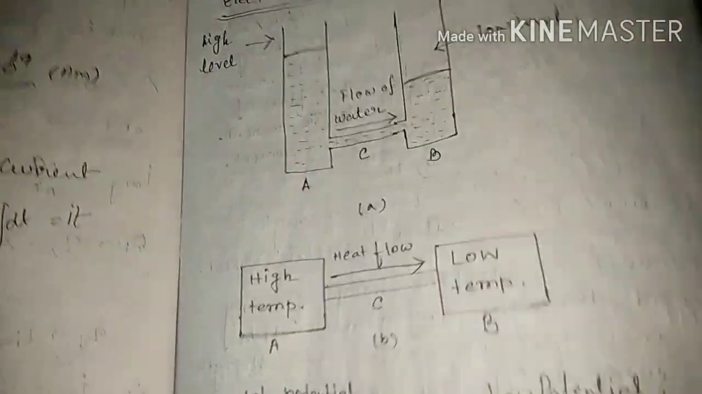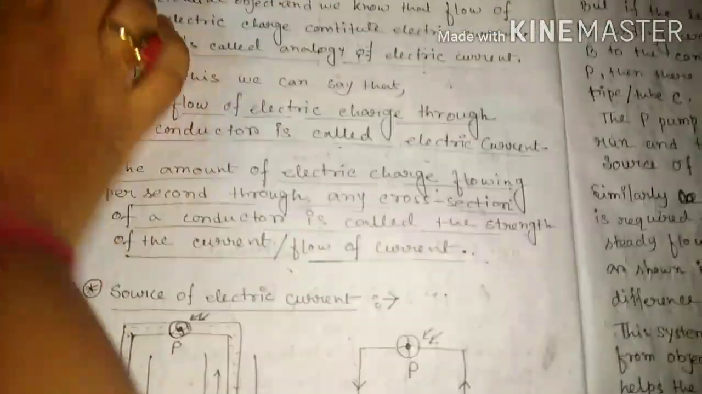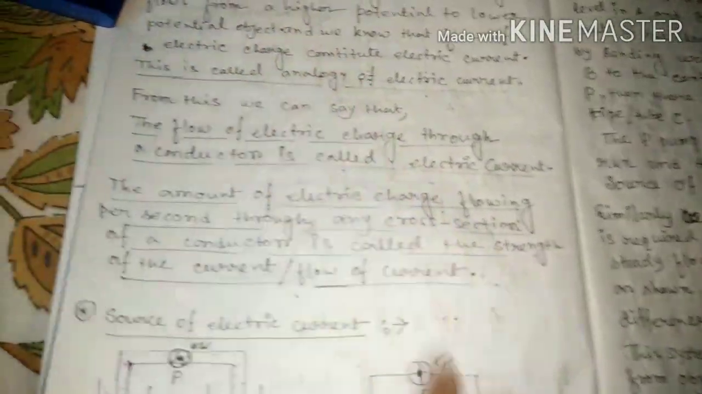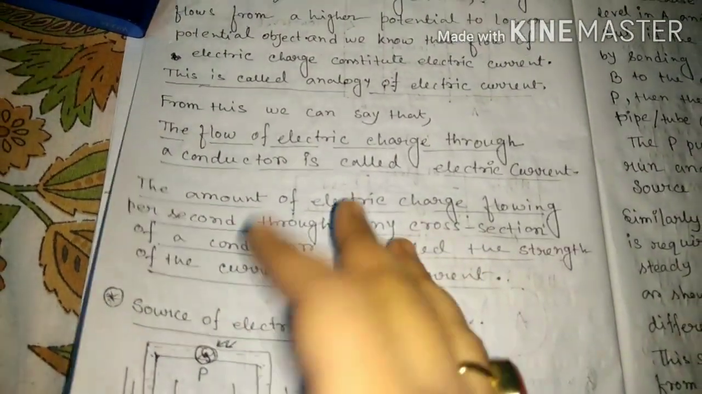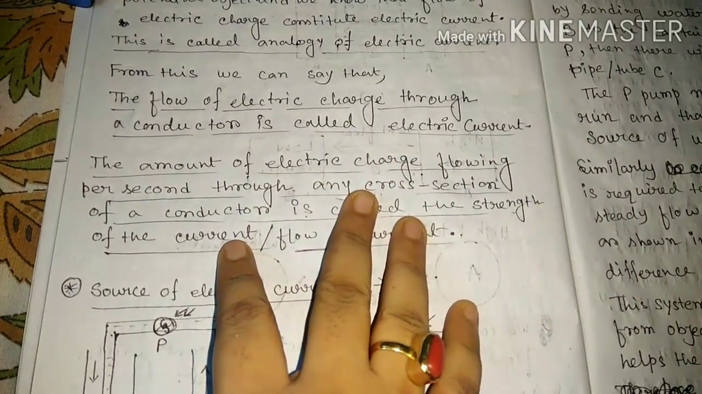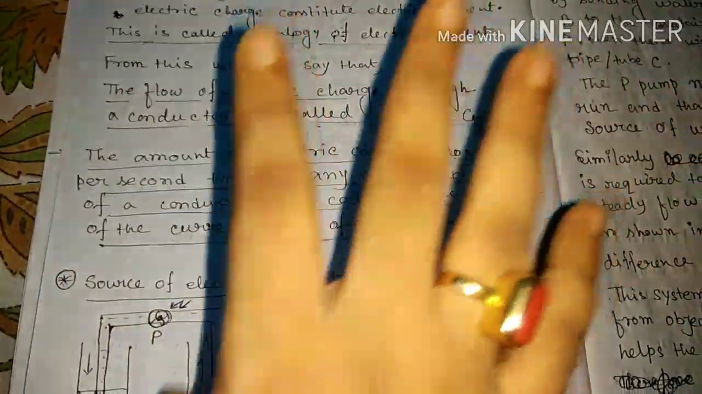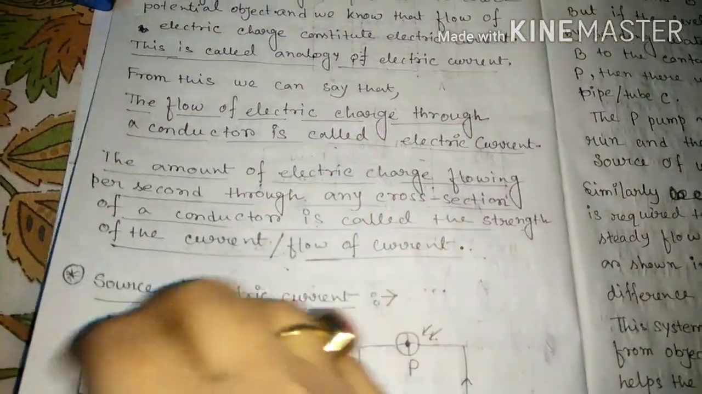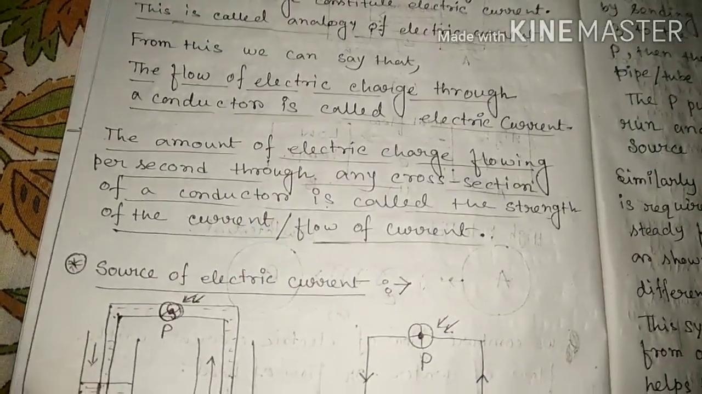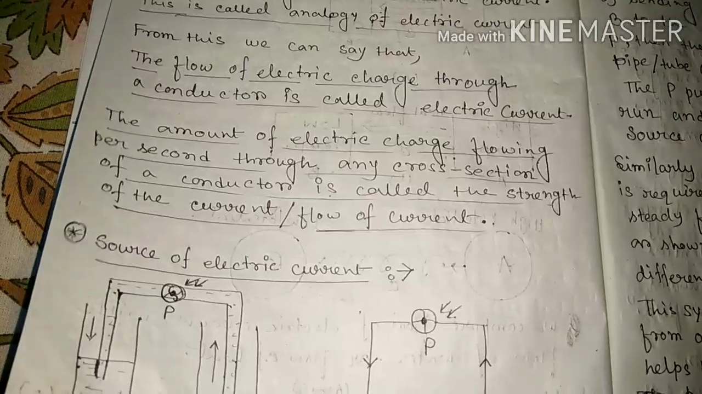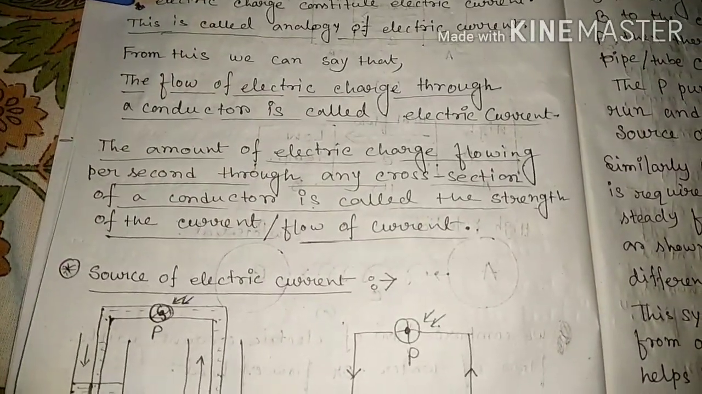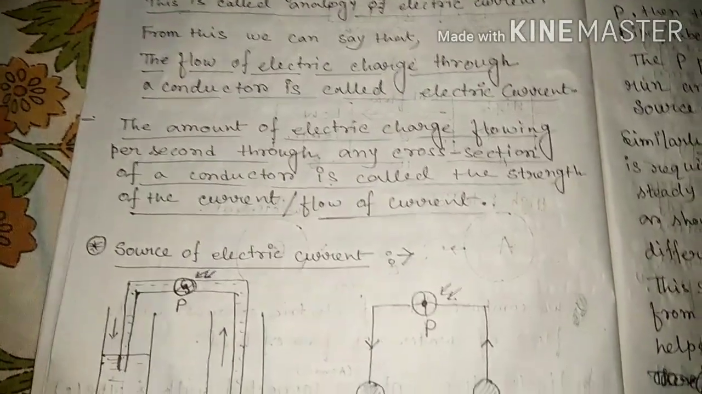From the first figure, we can easily understand that after some time the water flow from A to B will stop, when the level in container A and container B becomes the same. Then no more water will flow through the pipe C. So the water flow cannot continue for a long time, because in a very short time the water levels in A and B become equal.